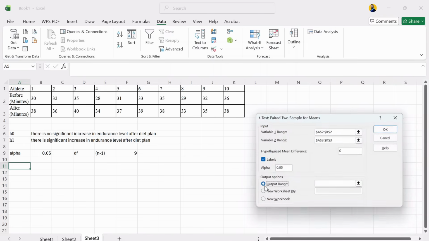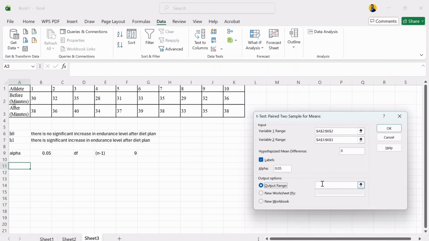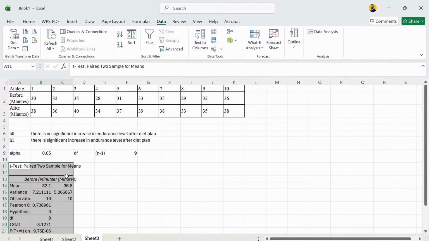Output range is basically where you want your final answer table. So I will just give a reference cell of this one and I will click OK. After clicking OK, you will get your final answer table, as you can see.